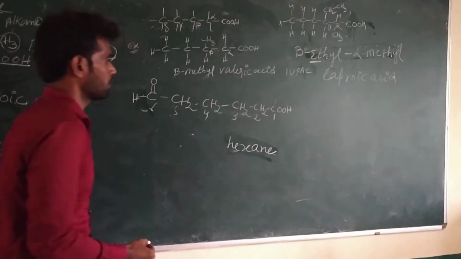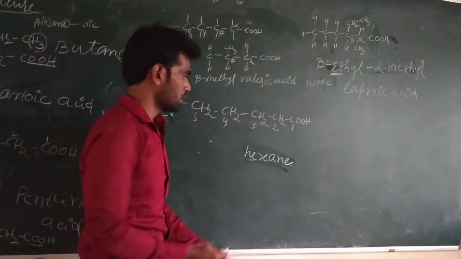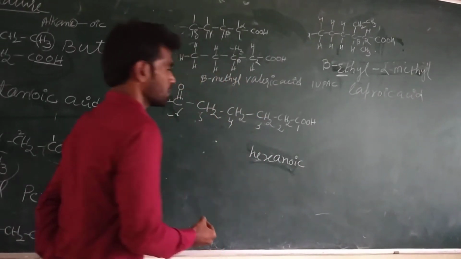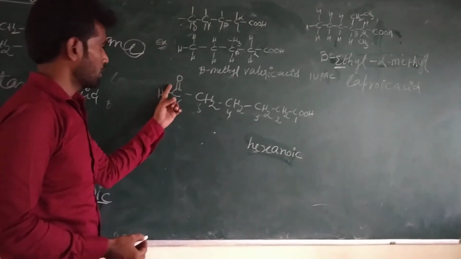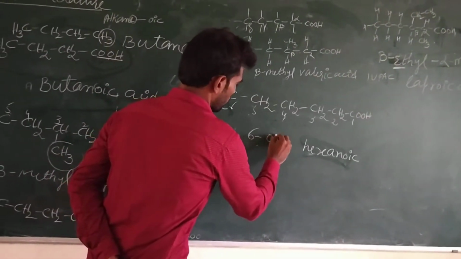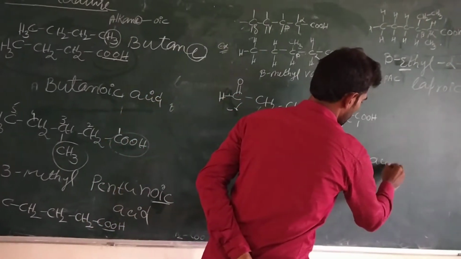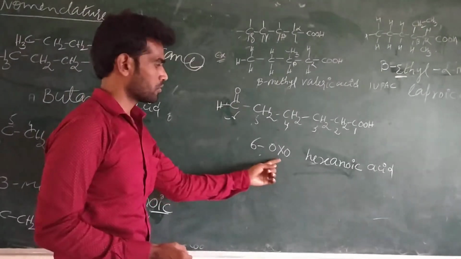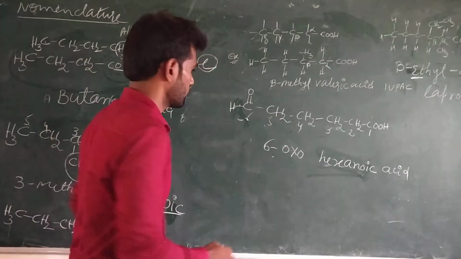Chain, but we have the carboxylic acid at the one end. We have the carboxylic acid, that's why this E is replaced by the OIC. But we have the substituents right here. That is, at sixth position we have the substituent. What is the name of the substituent? The substituent is an oxo functional group. 6-oxo-hexanoic acid. So now see one more.